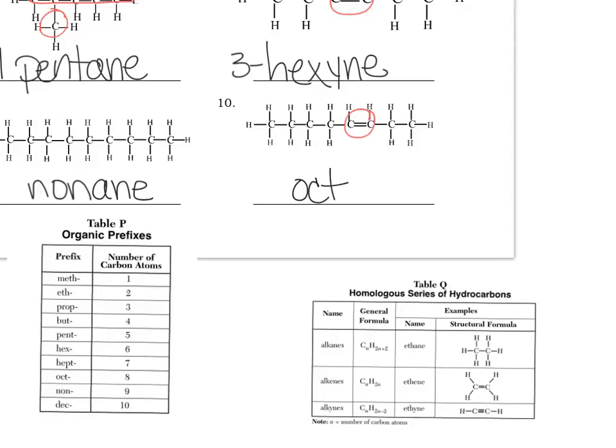And then we have a double bond. A double bond means it's going to end in E-N-E. And then we need to give its address, and it needs to be the lowest numbered carbon. So we're going to start from the left. 1, 2, 3, 4, 5, or 1, 2, 3. It's actually going to be 3-octene.